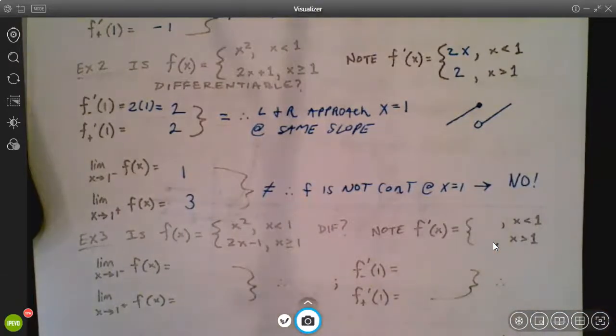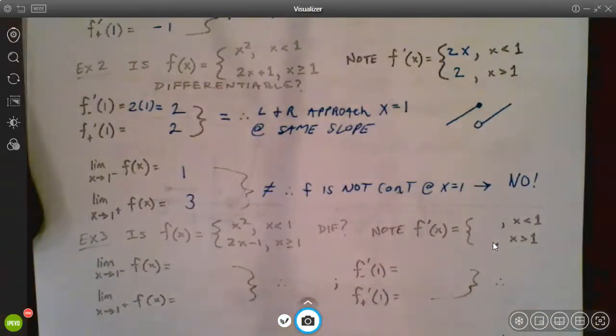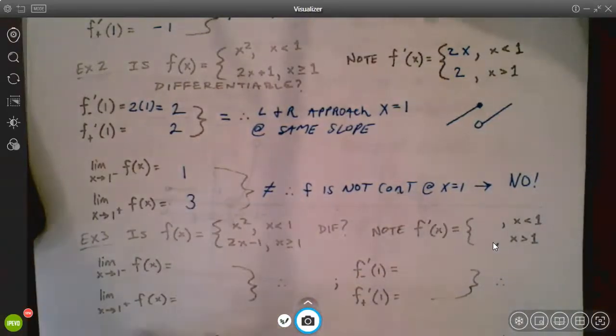There we go. So again, both of these have to be the same as each other in order for this to be possible. So we're going to look at one last example.